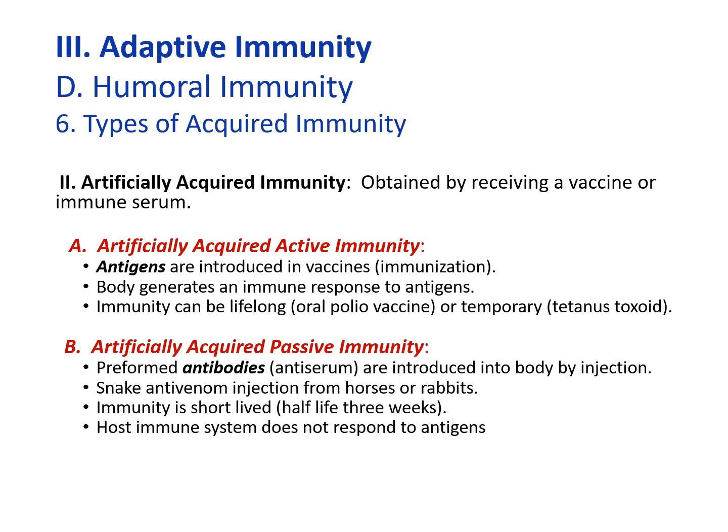Here, preformed antibodies are introduced into the body, so the person doesn't generate an immune response. Examples are a snake antivenom injection from horses or rabbits. This type of immunity is short-lived, unlike vaccination. The host immune system does not respond to antigens.